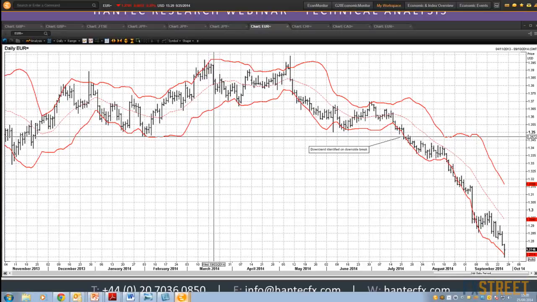Where can a pullback occur on euro dollar? Well, I will cover that in a little bit when I talk about euro dollar at the end, so just bear with me.